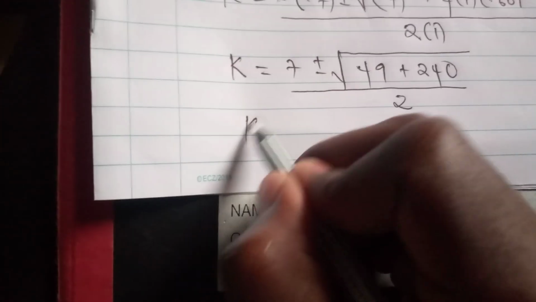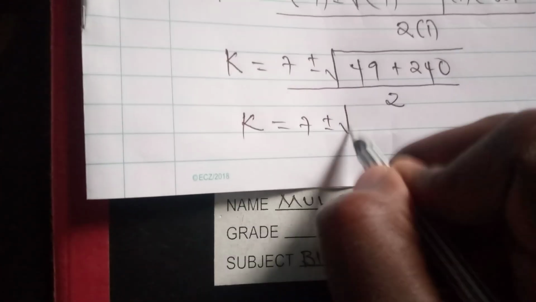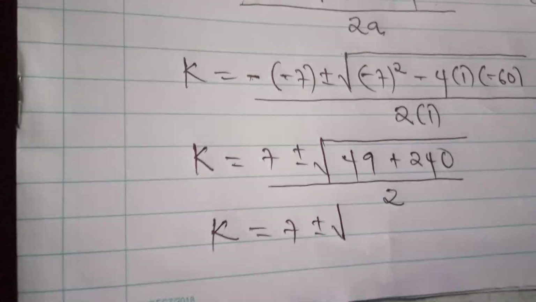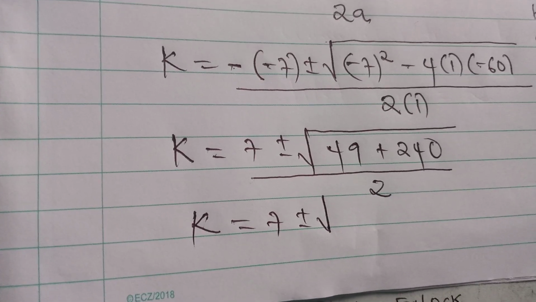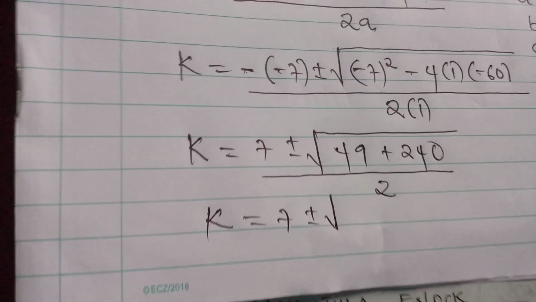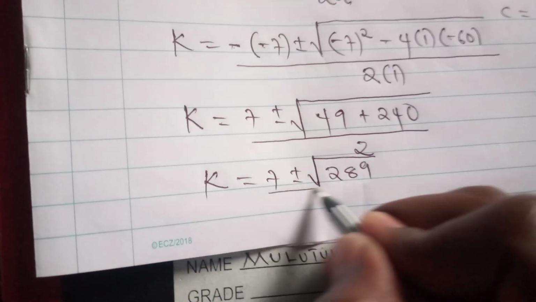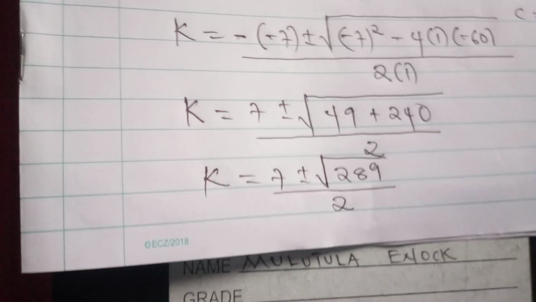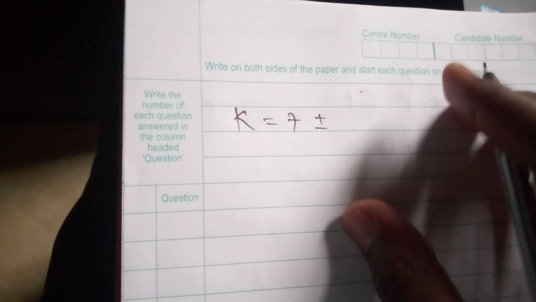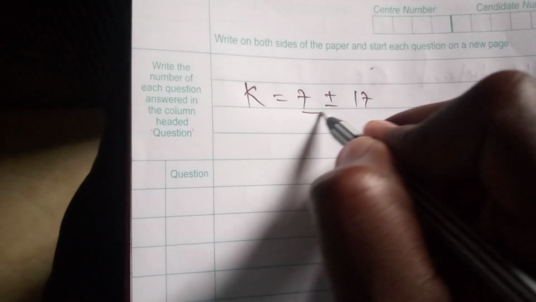So there, k is equal to positive 7 plus the square root of the addition of everything inside the brackets, that is 49 plus 240, so we are going to obtain 289, over 2. So from there, that is 7, positive or negative. When you do the square root of that number, you are going to obtain 17 over 2, meaning you are going to obtain two values.